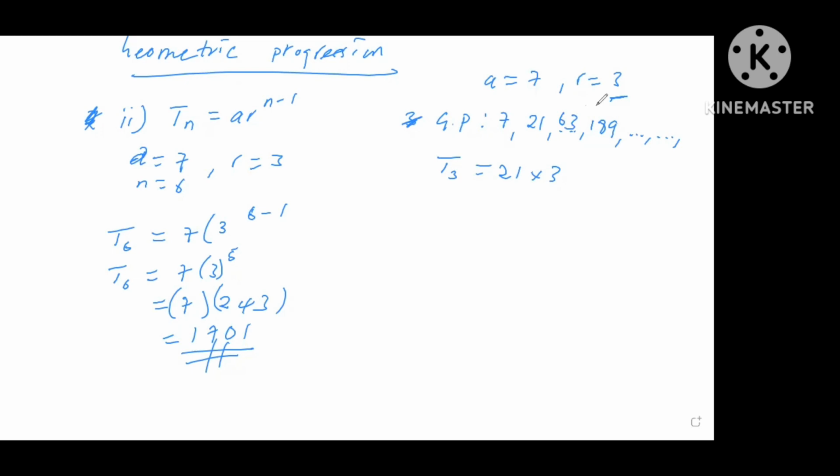Now we want to find the fourth term. Let us confirm if it is 189. To find T4, multiply 63 times 3. 3 times 3 is 9. Then 3 times 6 is 18, which is equal to that one there, 189.